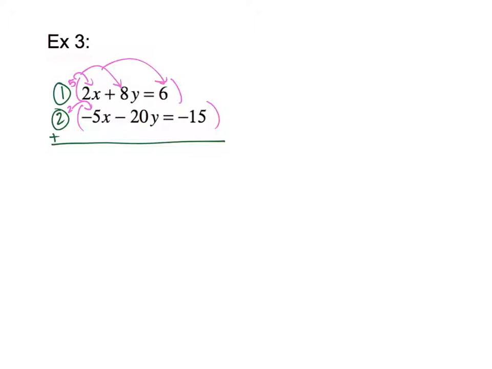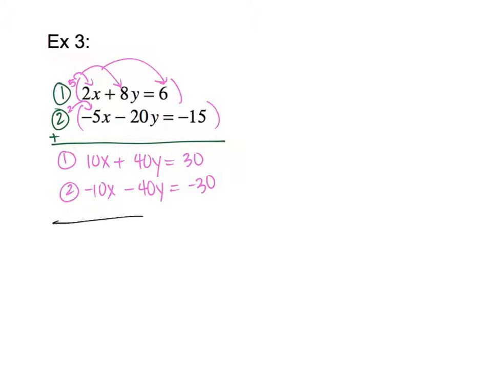So what I'm going to do is multiply the first equation through with the 5, so that'd be 10x plus 5 times 8, which is 40y. 5 times 6 is 30. And then our second equation here, if I multiply by 2, that's negative 10x in the bottom. 2 times negative 20 is negative 40. Wait a minute. 2 times negative 15 is negative 30. Hold up. Do you notice what I notice?